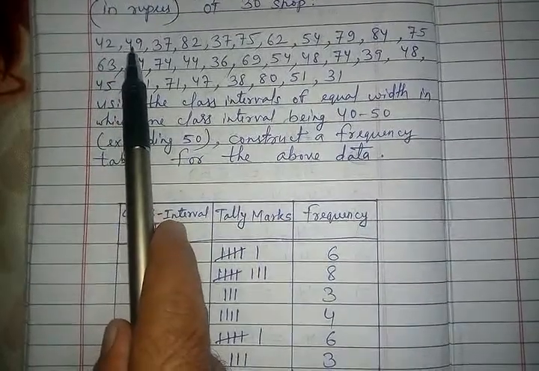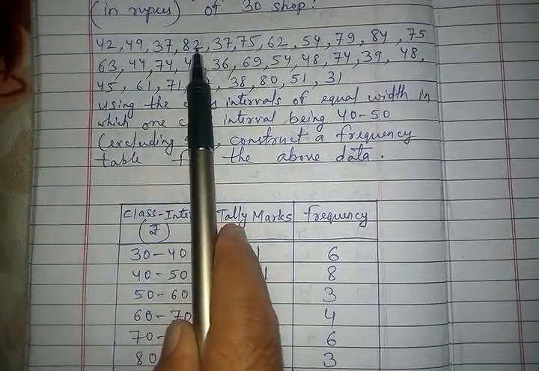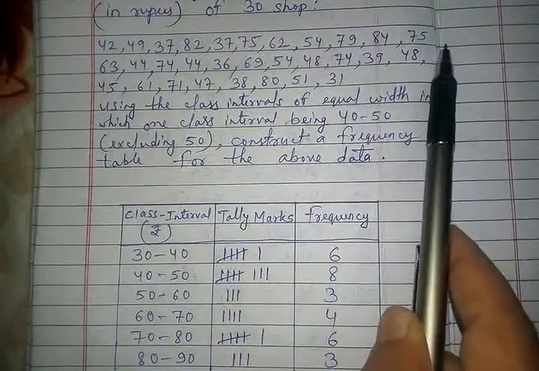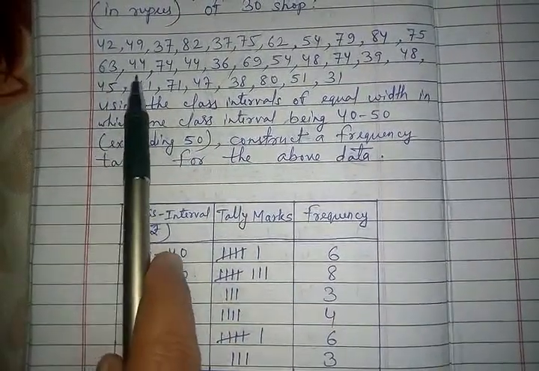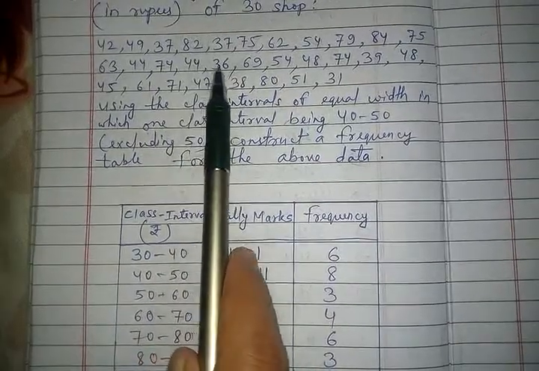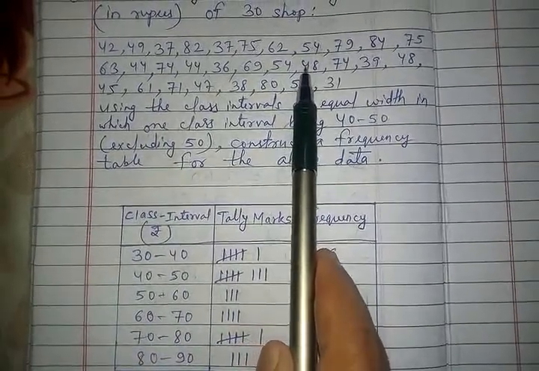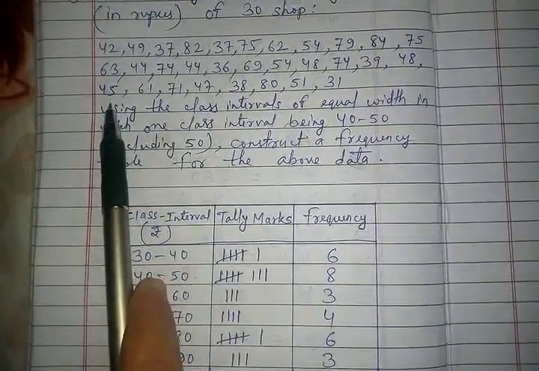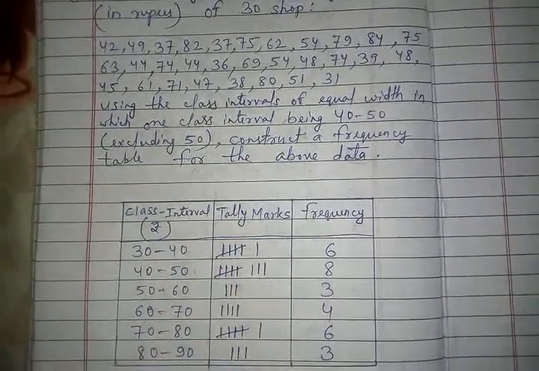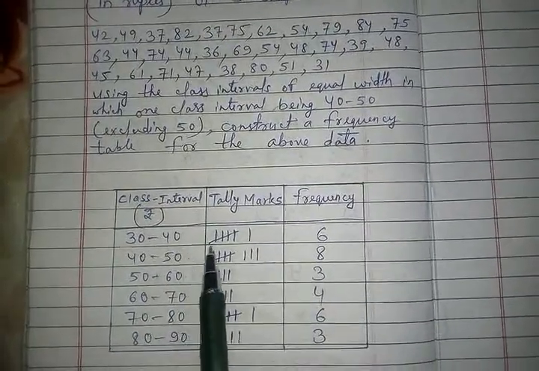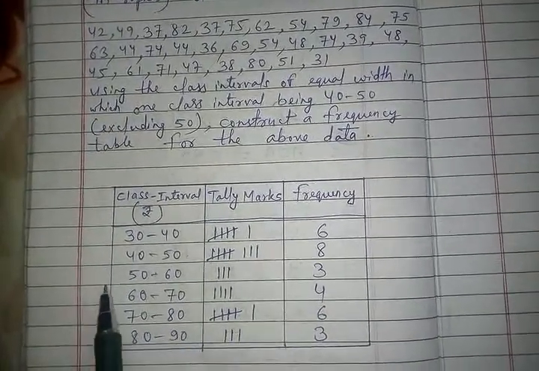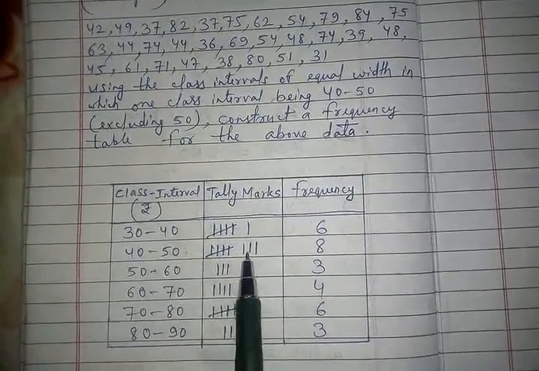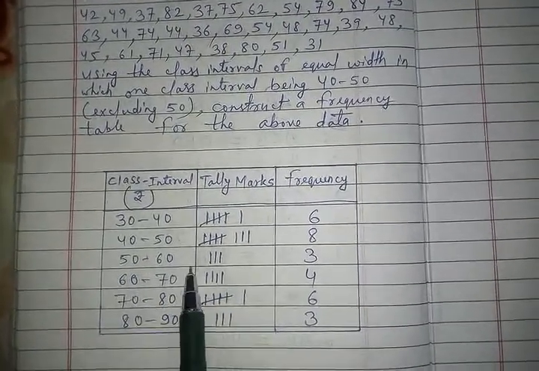1, 2, 3, 4, 5, 6, 7, 8. So I had missed out, so I can see now 8. For 8: 1, 2, 3, 4, for 5 we cut, and 5, 6, 7, 8. So 50 to 60 there are 3 numbers.